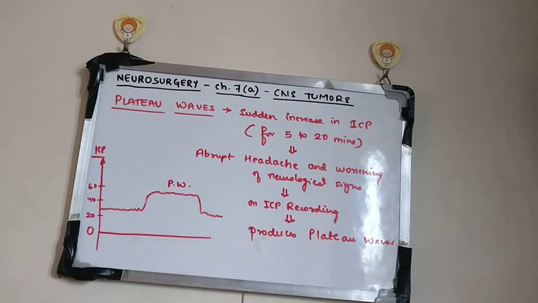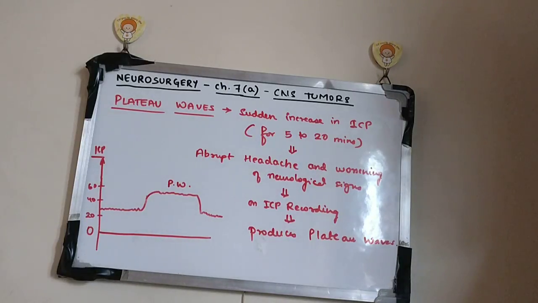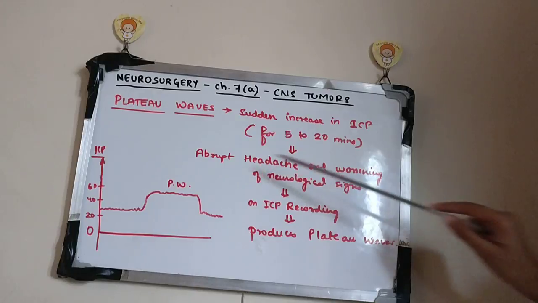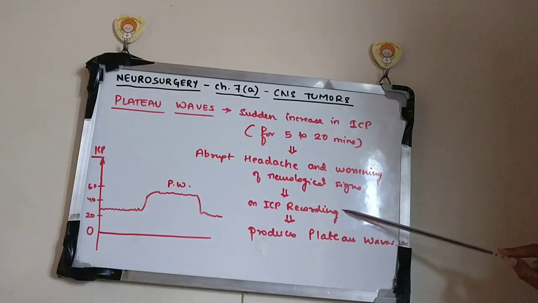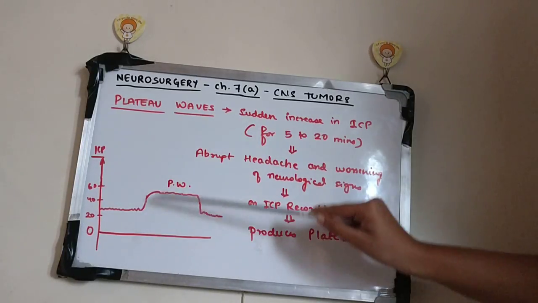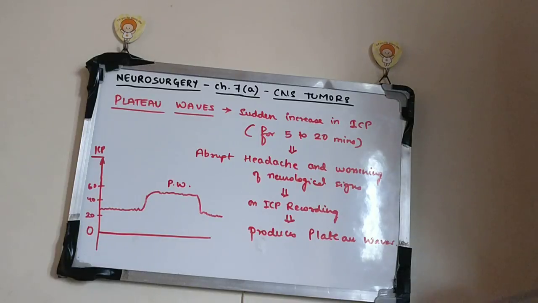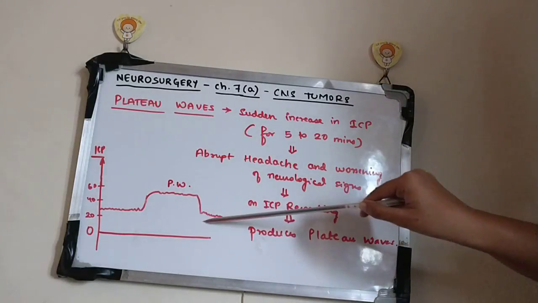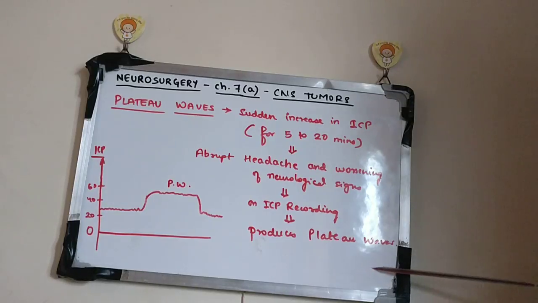Okay, now let us discuss the phenomena of plateau waves that are seen in brain tumors. So sometimes in the cases of brain tumors, there would be a sudden increase in the intracranial tension for only 5 to 20 minutes. That is going to result in an abrupt headache or worsening of neurological signs. So these episodes on intracranial pressure recording are going to produce an increased wave for that 15 to 20 minutes duration, and that is known as the plateau waves. So the plateau waves phenomenon is seen on intracranial pressure recording in a case of brain tumors.